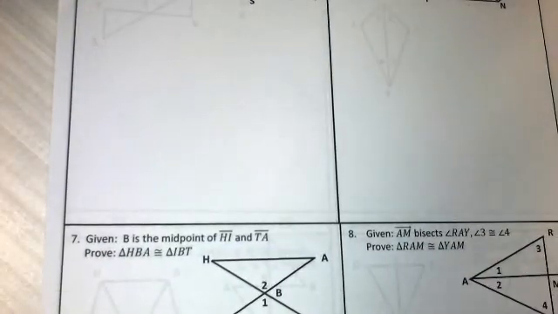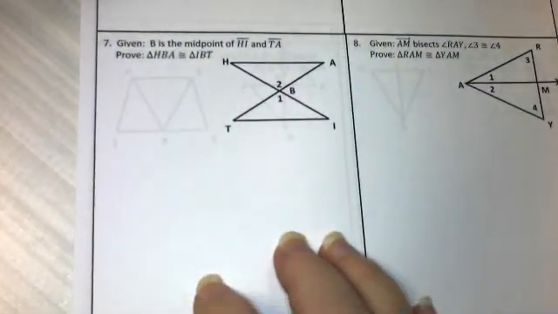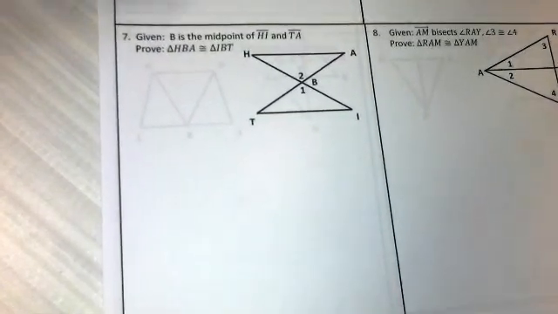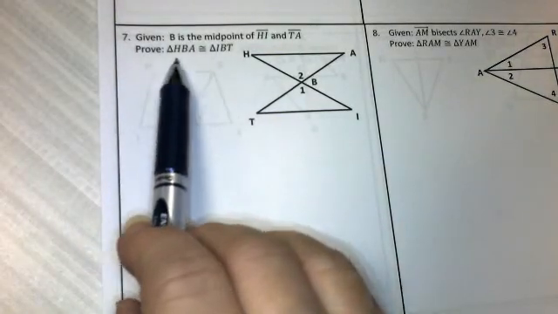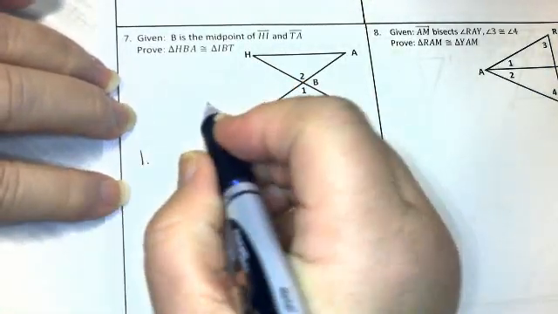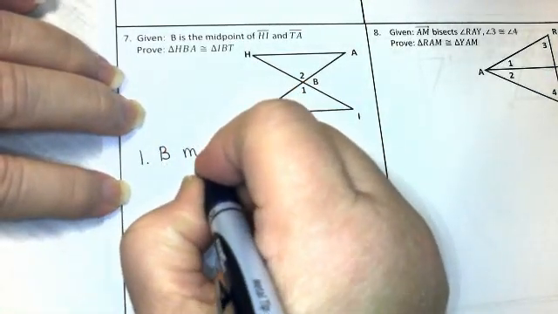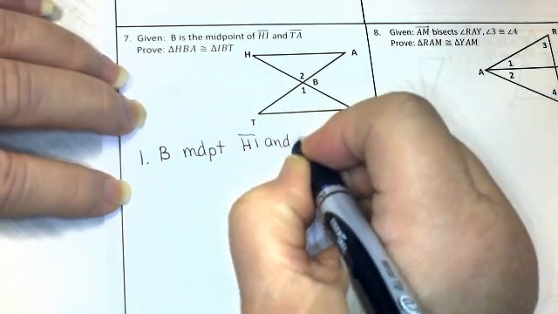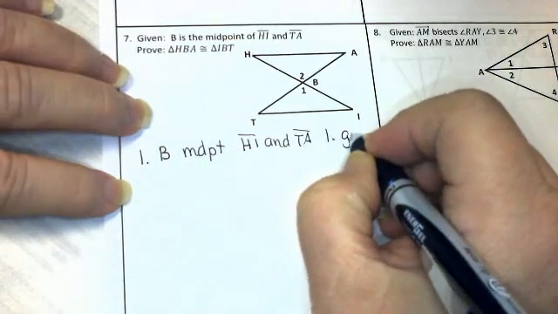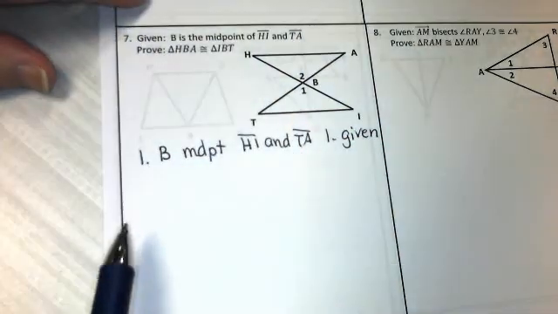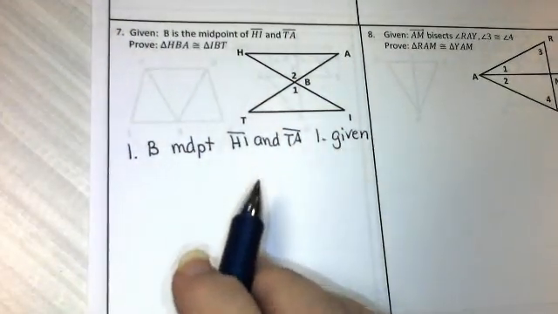Okay, I might do one more with you. Let's do number 7. And then completing the rest of those is going to be your assignment. B is the midpoint of HI and TA. Maybe I'll just get this one started, because I think you can do this one. B is the midpoint of HI and TA. That's given. Remember, your given is exactly what was written. Don't do anything else with it yet.